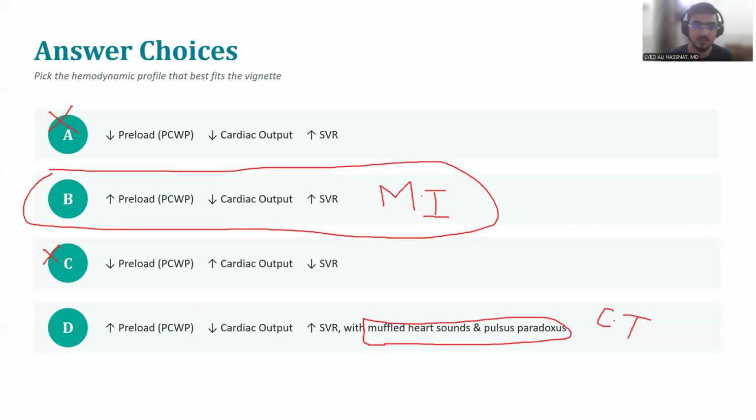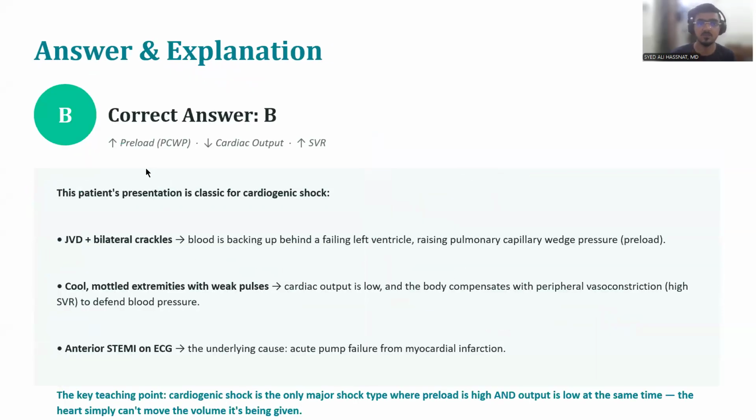We can check the answer as well. Yeah, so you can see the correct answer is B. The preload would be high, cardiac output would be low, TPR would be high. You can study this as well. So remember this line: cardiogenic shock is the only shock where preload is high and cardiac output is low.